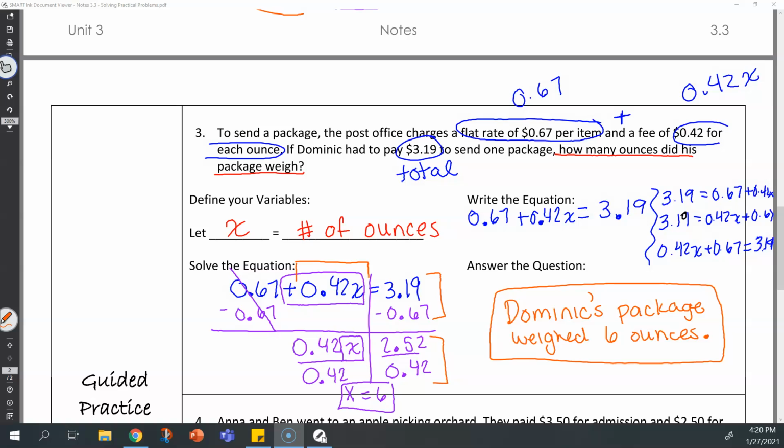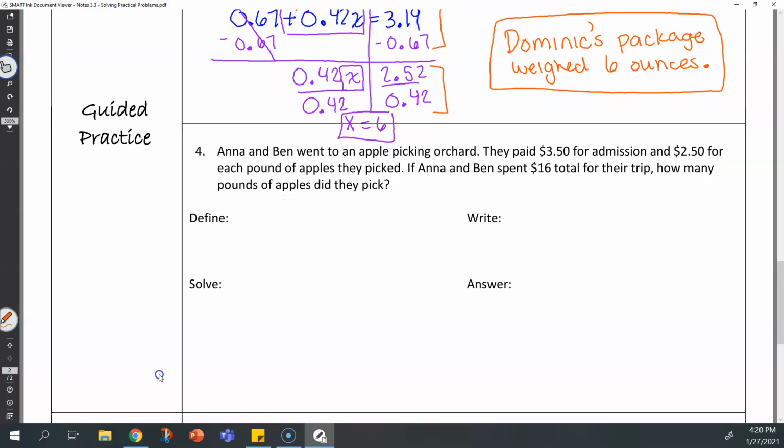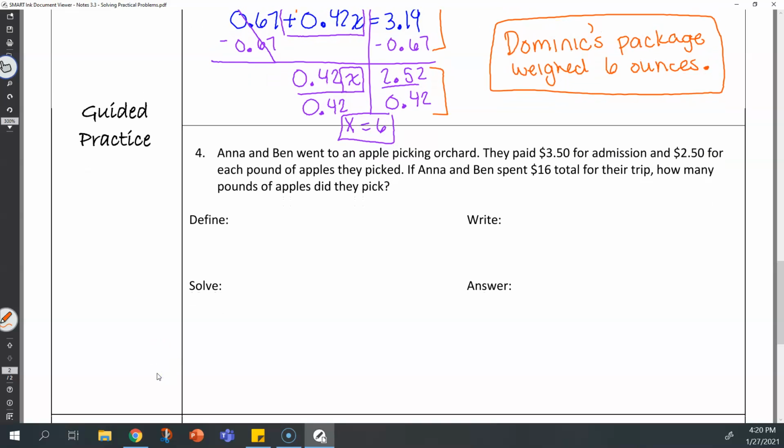Okay, so Dominic's package weighed 6 ounces. In this one, I'm going to define your variable, but then I want you to try to write the equation. So Anna and Ben went to an apple picking orchard. They paid $3.50 for admission and $2.50 for each pound of apples that they picked. If Anna and Ben spent $16 total for their trip, how many pounds of apples did they pick?